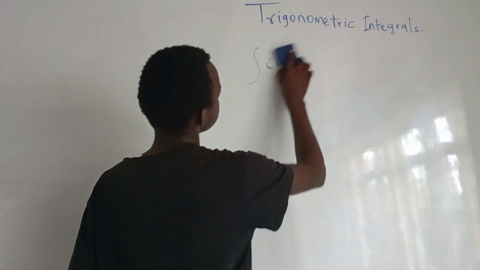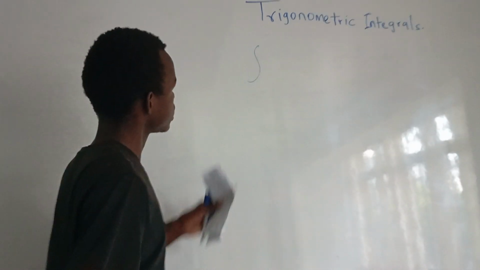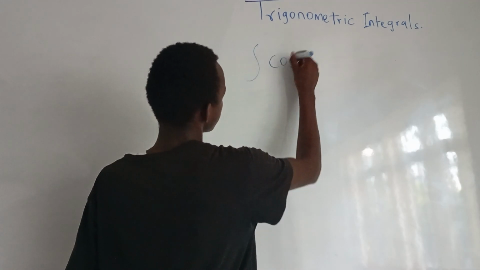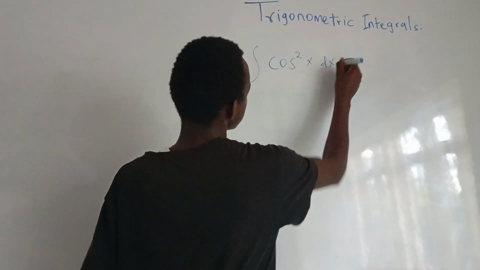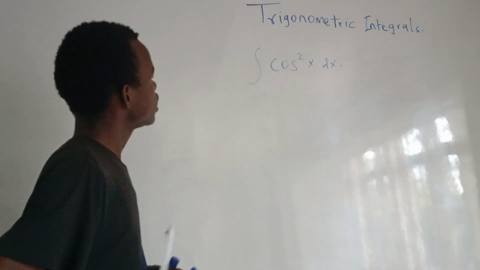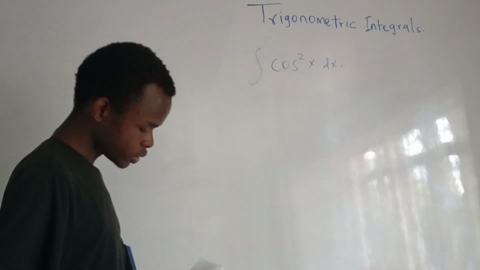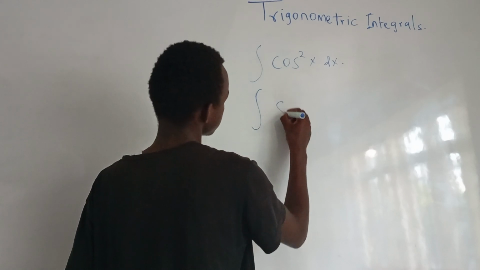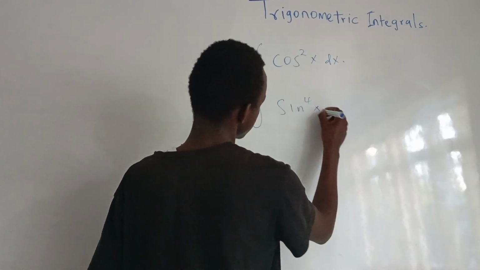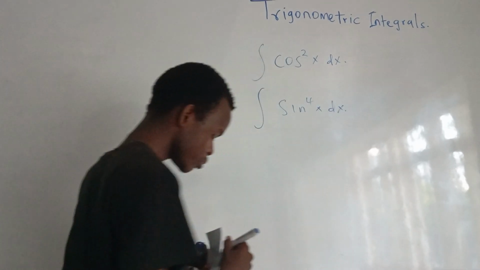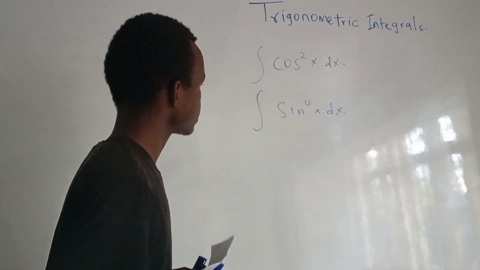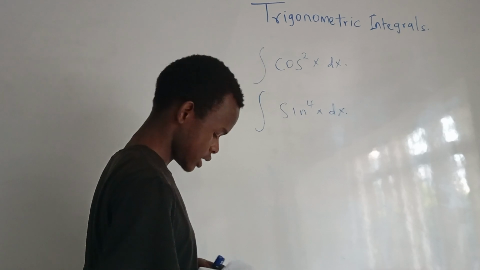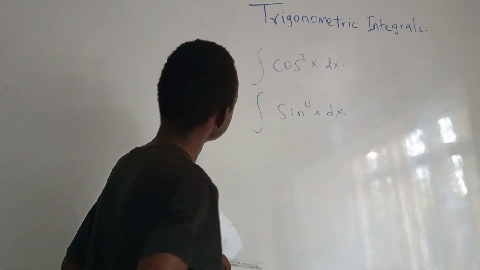So let me write another example. So that's the first example as an exercise. You can compute this, cos squared of x dx. Write the answers in the comment section. Again, let's compute the integral of sine to the fourth of x dx. I'll just be explaining. Again, this is an even power of sine. So I'll just break that down.